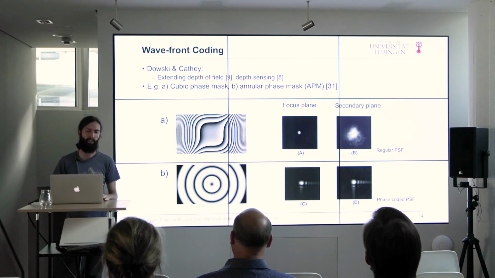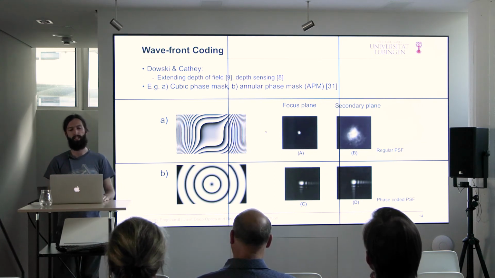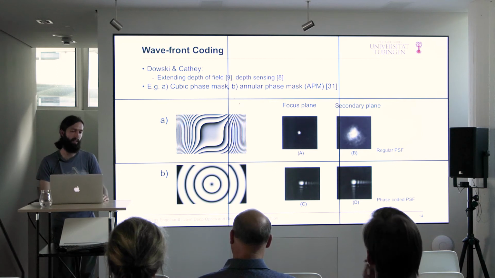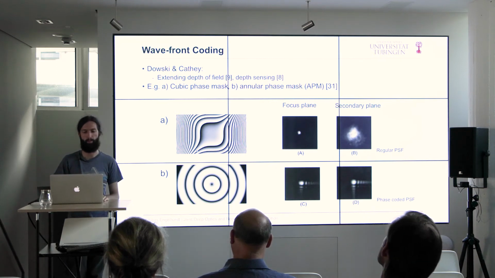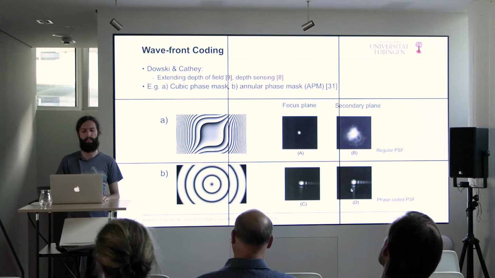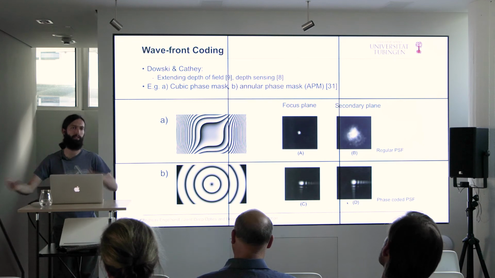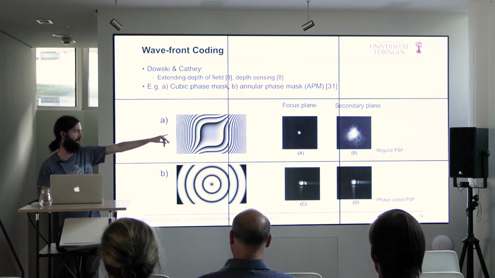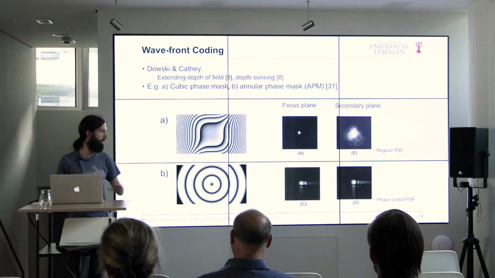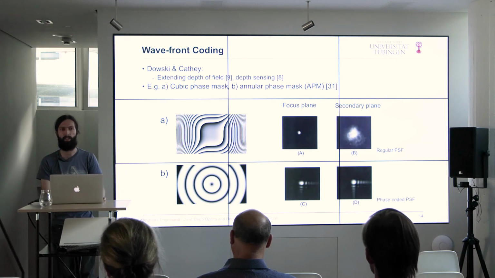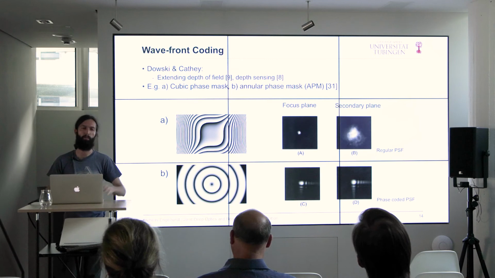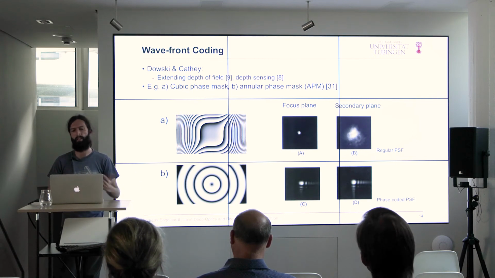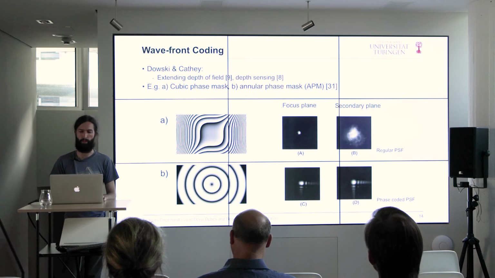But back to the idea of wavefront coding. By placing these weirdly shaped objects in our pathway, we can achieve a point spread function that looks more or less the same over a large range of distances. So the focus plane one on the left looks pretty much the same as the one on the right, which is taken at the same distance as the regular one in the top row. By this, we can manage to control the blur in the image, and then do some deconvolution afterwards to reconstruct the image.